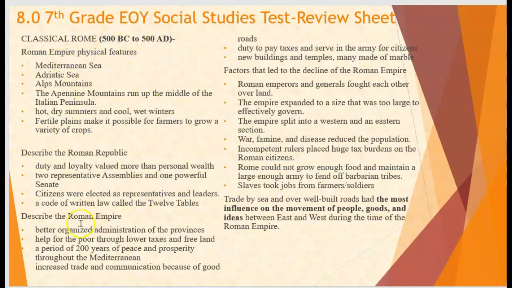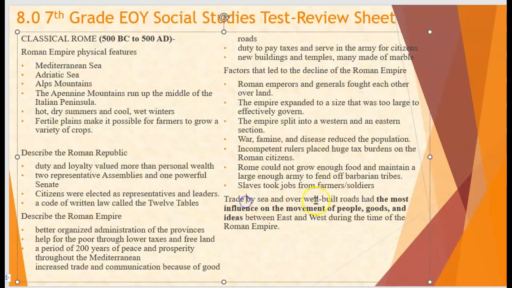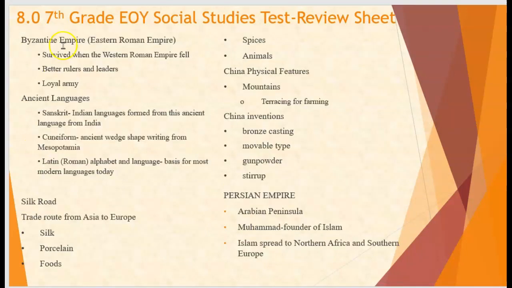Classical Rome, what do we know about classical Rome? Okay, the Roman Republic, the Roman Empire, some of the physical features, what led to the decline of the Roman Empire, and trade. Okay, trade and well-built roads. They made these great roads, influenced the movement of people and goods and ideas. The Byzantine Empire, survived when the Western Roman Empire fell, some ancient languages, the Silk Road. We talked a lot about the Silk Road.